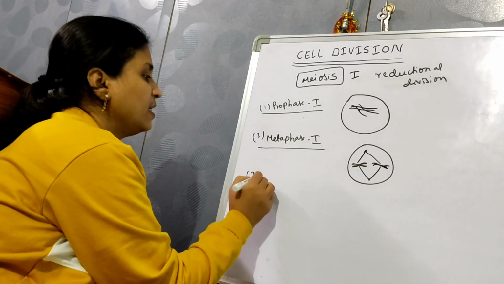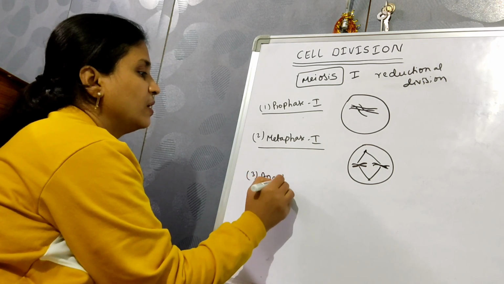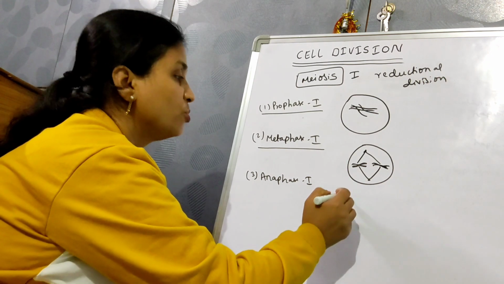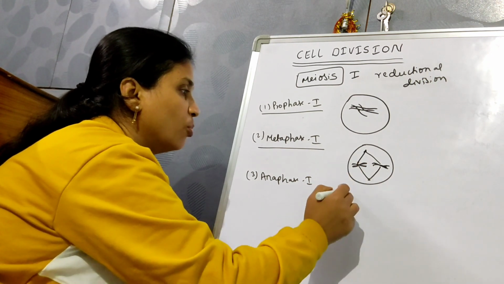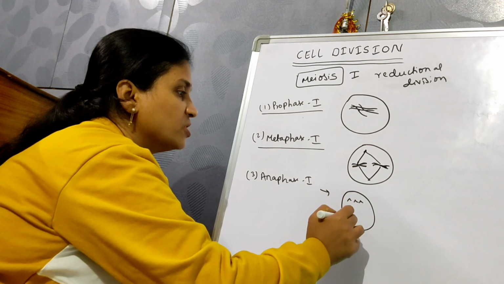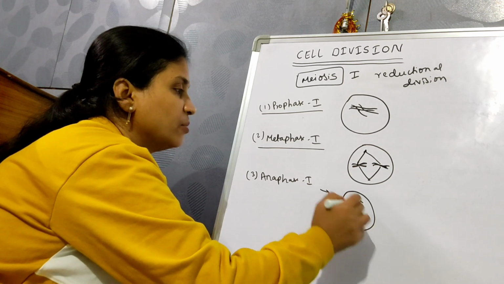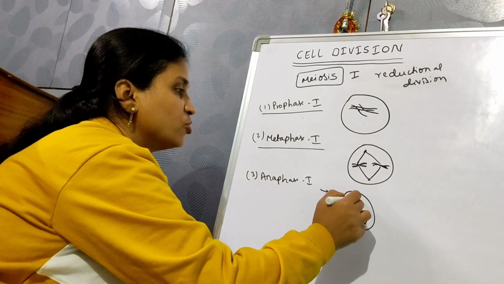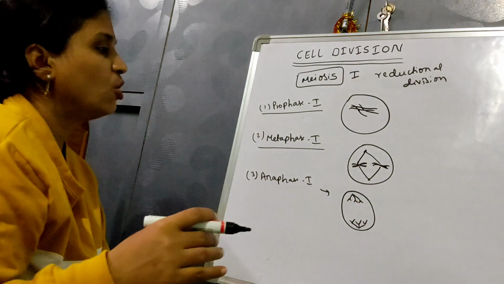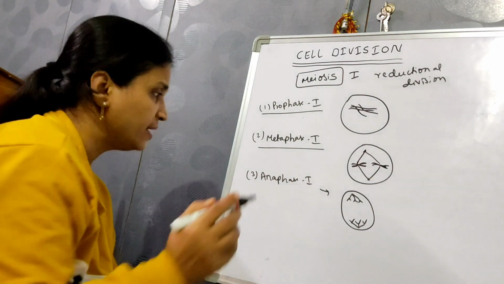Then in anaphase 1, the centromere splits and they are going to move to the opposite poles. The chromosomes are going to move to the opposite poles because of the splitting of the centromere, and the spindle fibers are going to move these particular chromatids to the opposite poles like this.